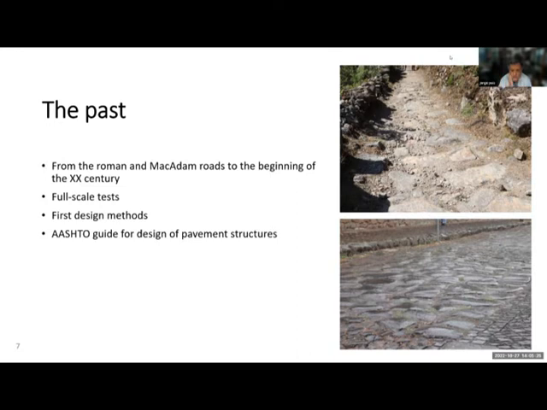The past is characterized by these four steps. The first one, from the Roman and Macadam roads to the beginning of the 20th century, where we start using asphalt pavement. The past is also characterized by a lot of full-scale tests that were used to support pavement design. And after that, we had the first design methods, and I'll show two of them. The most important was the AASHTO guide for design of road pavement.